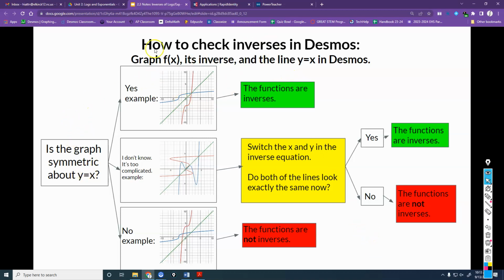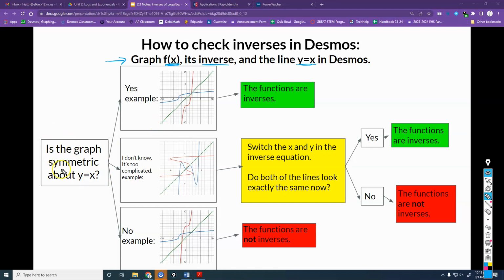So you are going to graph, and up here at the top, it tells you what you're supposed to graph. You will graph f of x and its inverse, so whatever you have as the inverse. You might be using answer choices, or you might have found it yourself and you're trying to check to see if you're right. And you're going to graph the line y equals x. The reason we're graphing y equals x is because inverses are supposed to be reflected over that line y equals x.